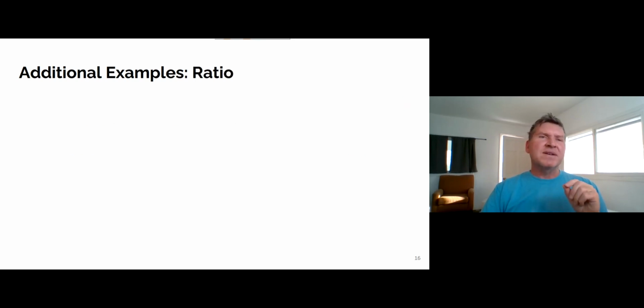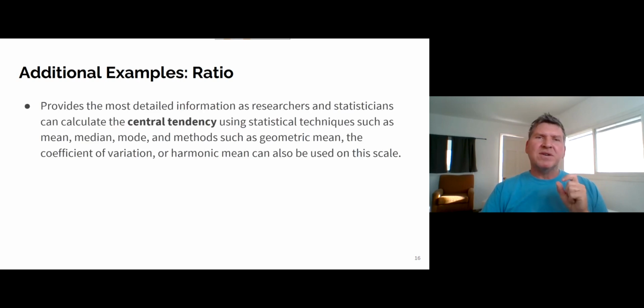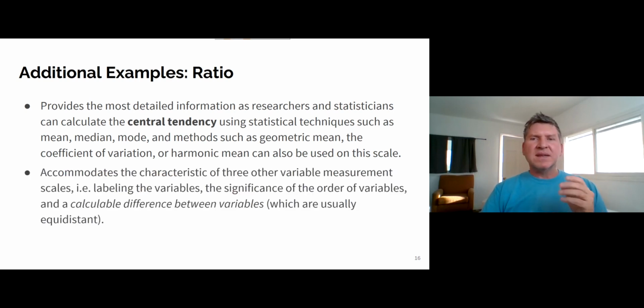The last one, in additional examples, is ratio. So with this one we can calculate the central tendency, which we can't do with the others. So we can do mean, median, mode, and things like geometric mean. We can do variation and harmonic mean. So this allows us to look at all the other three, nominal, ordinal, and interval, but we can also do things like calculate the difference between values and also do multiplication and division.